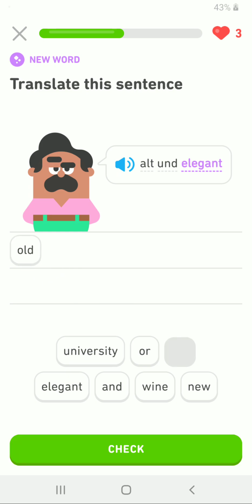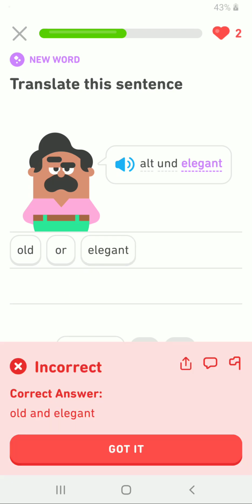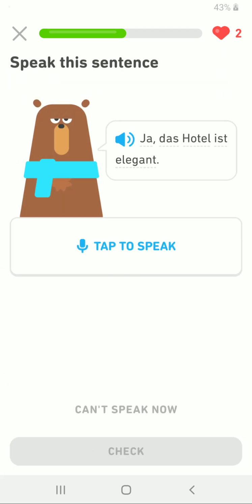Alt, old, or elegant. Elegant. Und, oh my God, why am I brain freeze now? Ja, das Hotel ist elegant. Okay, I'm really sorry, but what is happening? I kept making a lot of mistakes this time. Okay, let's just do it. Ja, das Hotel ist elegant.